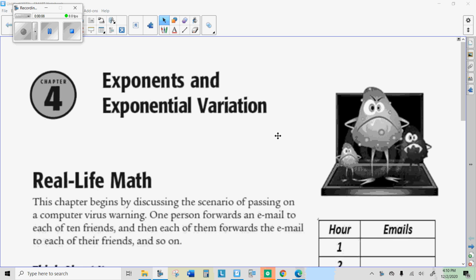Today we're going to start Chapter 4, Unit 4 on exponents and exponential variation. And basically, exponents on exponential relationships change by multiplying. So you might want to write that down. Whenever you hear the word exponent, you should think about multiplying.